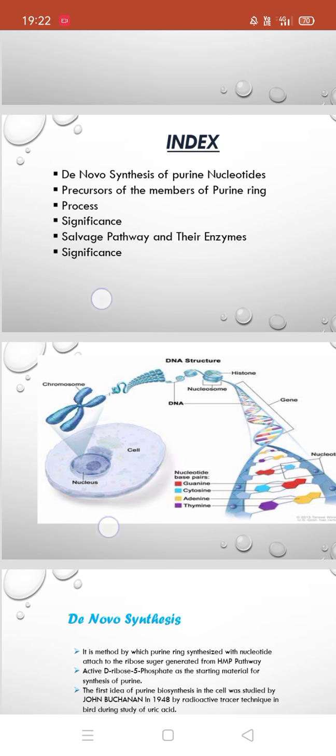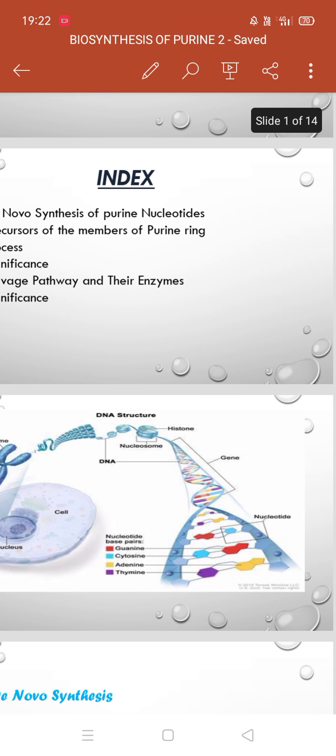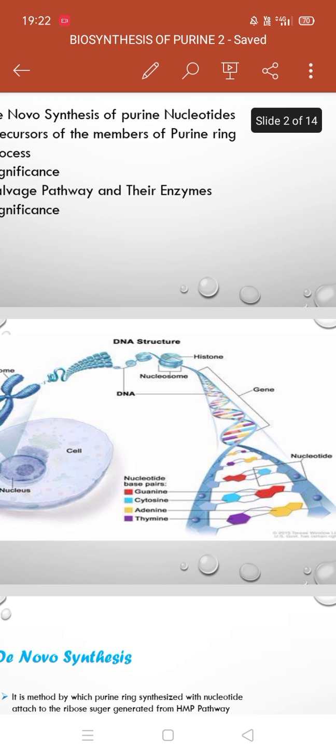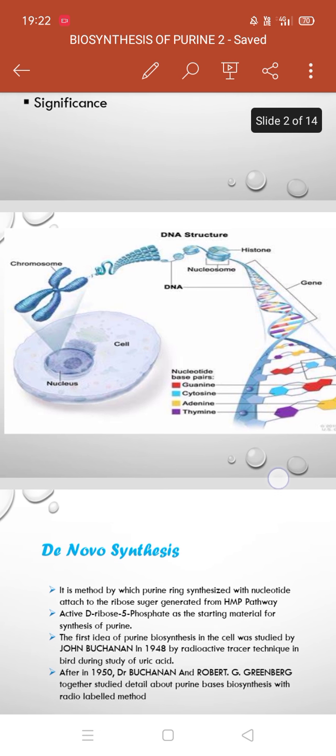In short, DNA structure. DNA structure we study in 12th standard. The nucleotides are base pairs, like purines and pyrimidines are the bases of nucleosides. Adenine and guanine are the two purine bases. These will be discussed in this lecture.